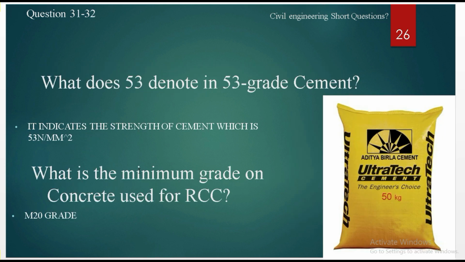And question number 31 and 32. What does 53 denote in 53 grade cement? Well, it indicates the strength of cement, which is 53 newtons per mm square. What is the minimum grade of concrete used for RCC works? Well, M20 is the minimum grade which RCC work needs. Anything below that, M10, M15, M5, is used for PCC work, which is plain cement concrete. So for PCC, it's M10 and M15. These are the minimum grades. And for RCC work, it's M20.